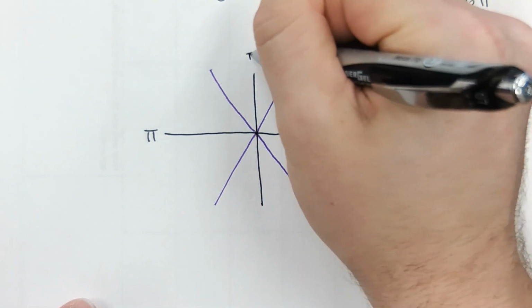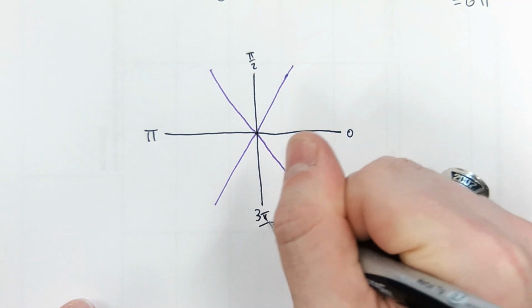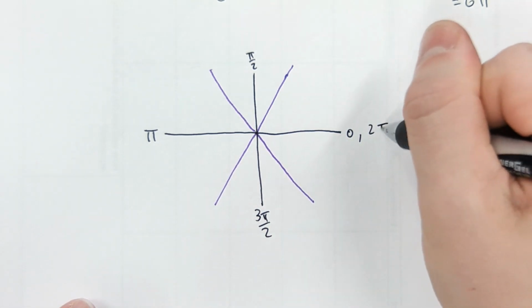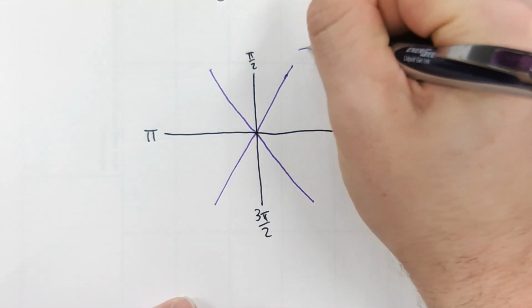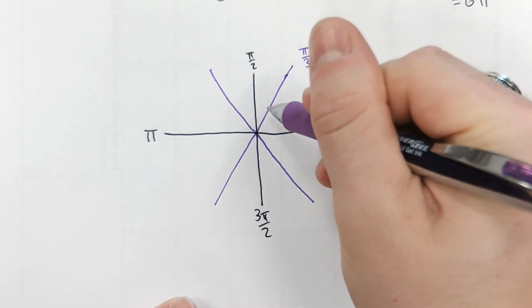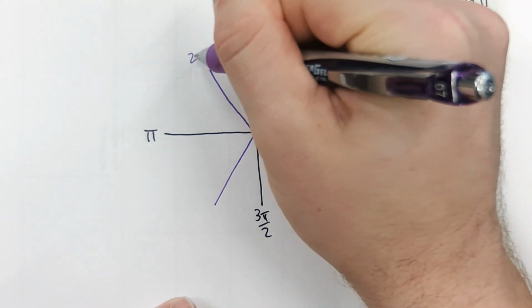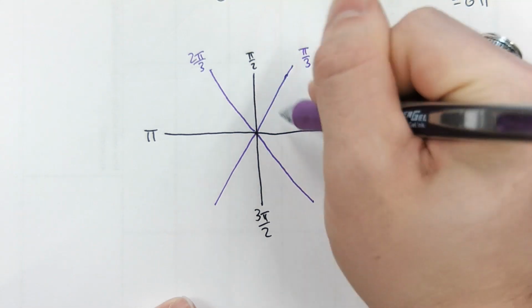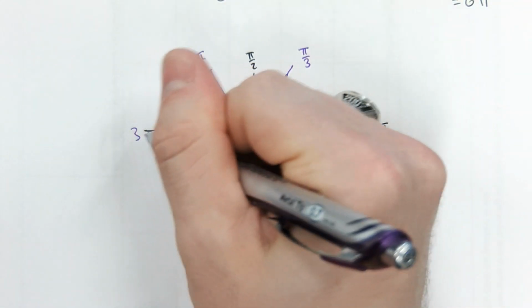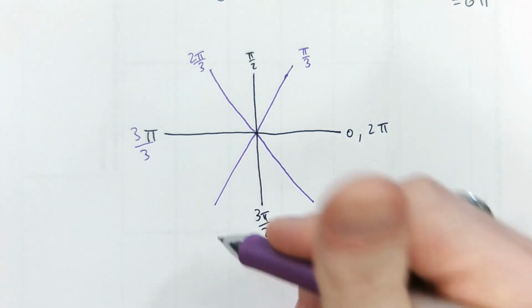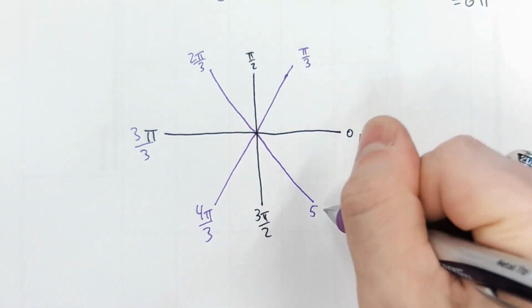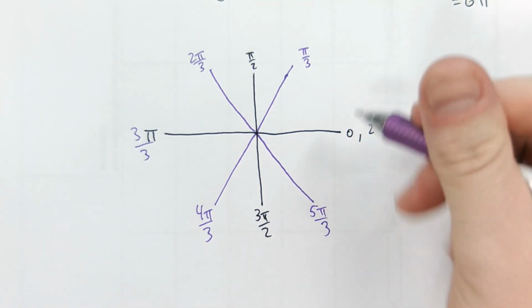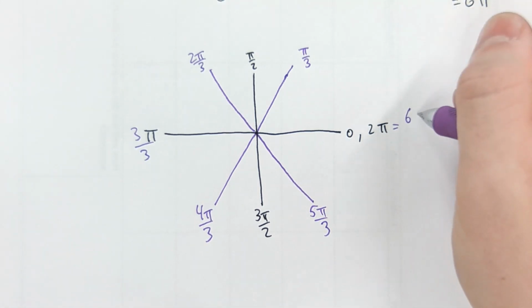Throw my pi over 2, my 3 pi over 2 back on there. And while I'm at it, shoot, let me throw a 2 pi back on there. All right, let's count thirds. This is 1 pi over 3 after 0. This is 2 pi over 3 after 0. This number is 3 pi over 3, 1. Here is the 4th pi over 3. Here's the 5th pi over 3. And then 2 pi is actually the 6th pi over 3.